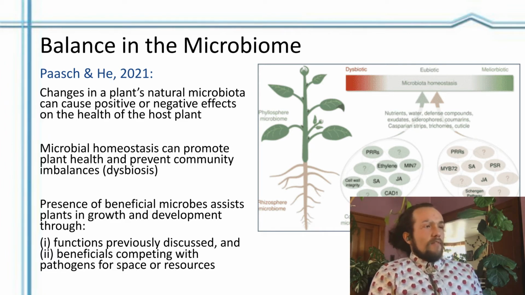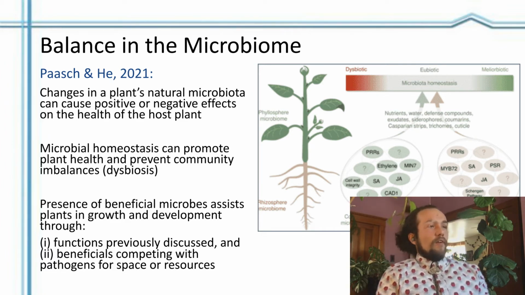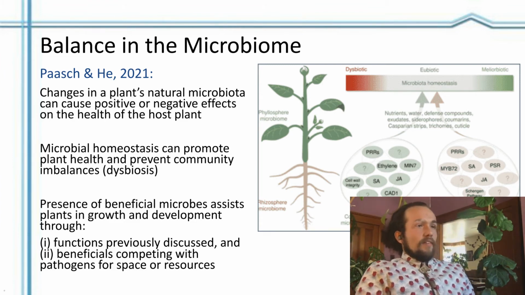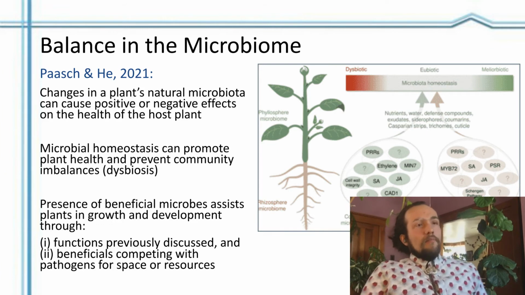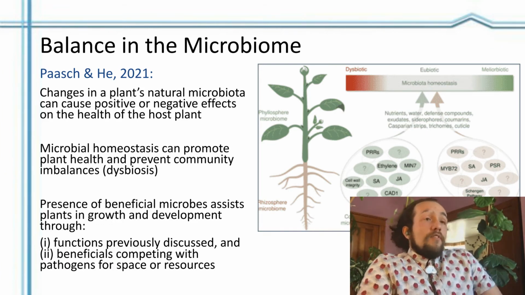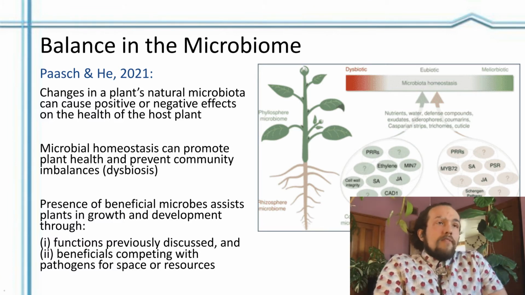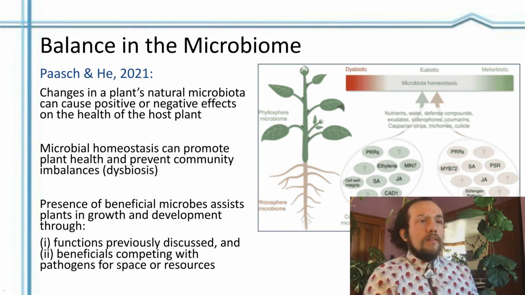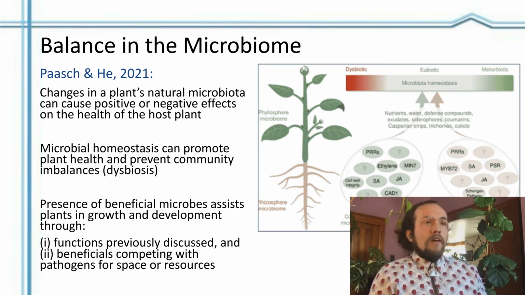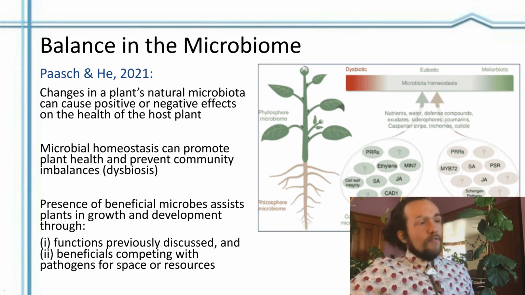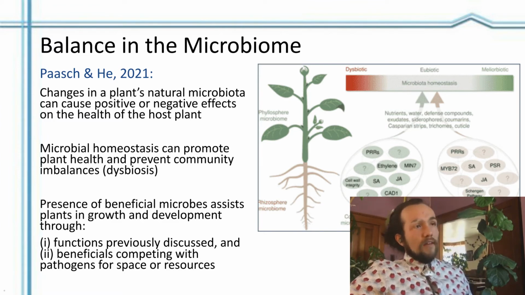The presence of beneficial microbes can assist the plant in growth and development through some of the functions we've talked about a couple of slides ago, as well as how these microbes can directly compete with pathogens that can cause disease just for resources. Whether or not they're preventing pathogens from infecting the plant, they're just outcompeting the pathogens for things like carbon in the rhizosphere, allowing the phytopathogens to become unsuccessful in causing disease because they're just not getting enough food to grow in high enough cell numbers to infect your plant.